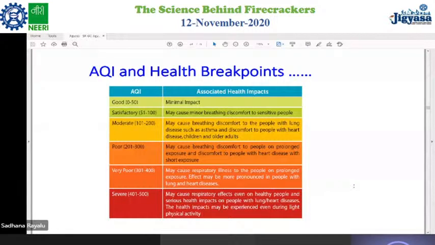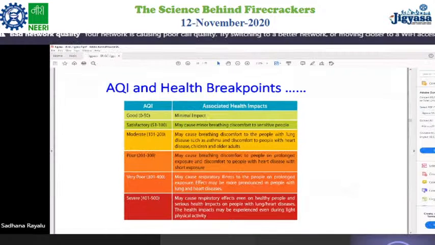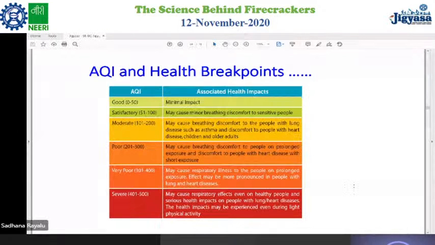I'm sure you are reading and understanding a lot of things which are going on in the TV and the media. So these are the air quality index parameters, related of course to the health breakpoints, which help you in assessing whether we should be going in for certain implementation measures or not.